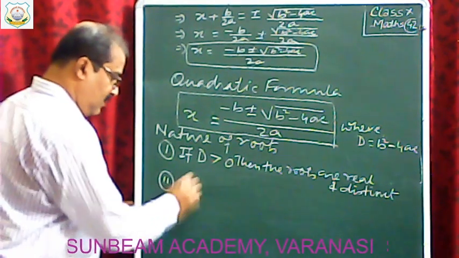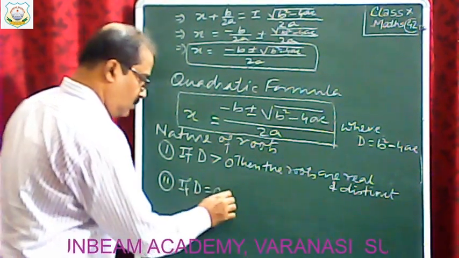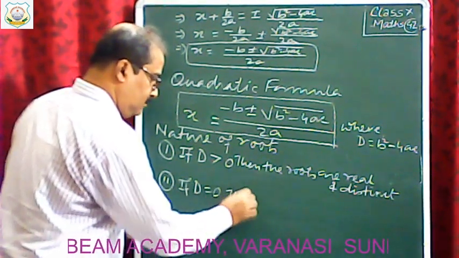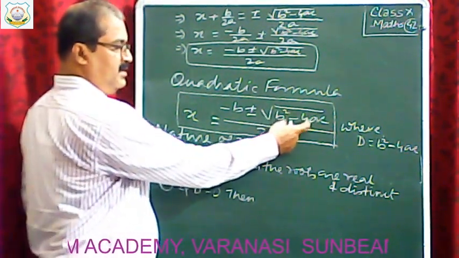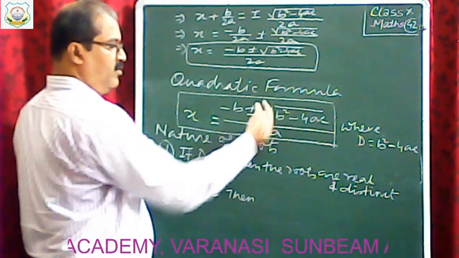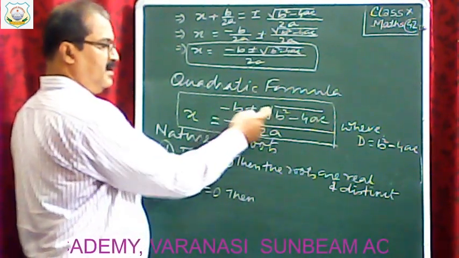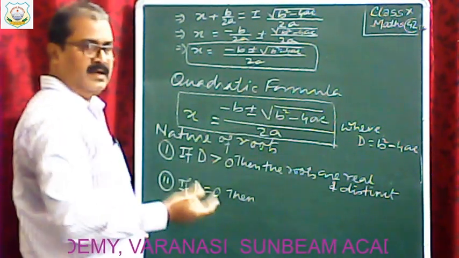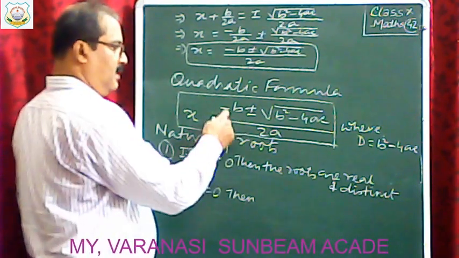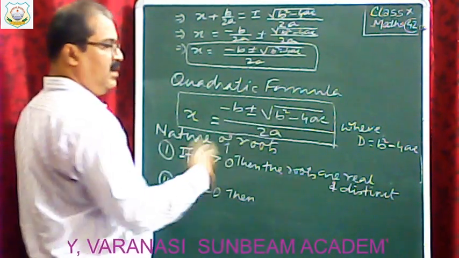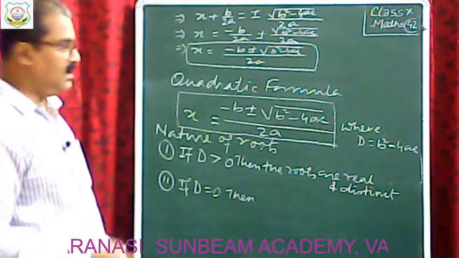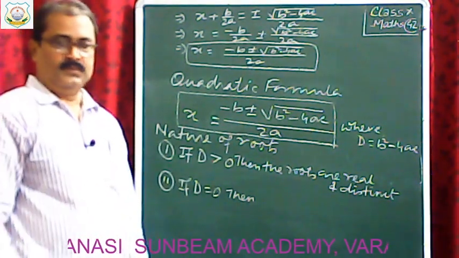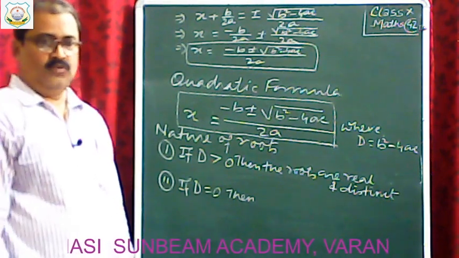Second, if d equal to 0, then what happens? If b square minus 4ac, that is d, is 0, the square root of 0 is 0. So minus b plus 0 whole upon 2a, we get minus b upon 2a. Again minus b minus 0 whole upon 2a, again we get minus b by 2a. It means we get equal roots. In both cases, after adding or subtracting, we always get minus b by 2a.